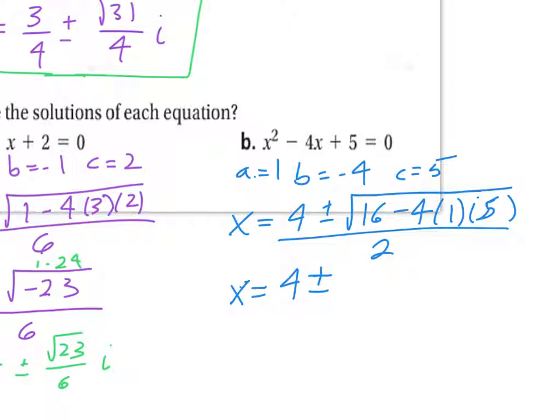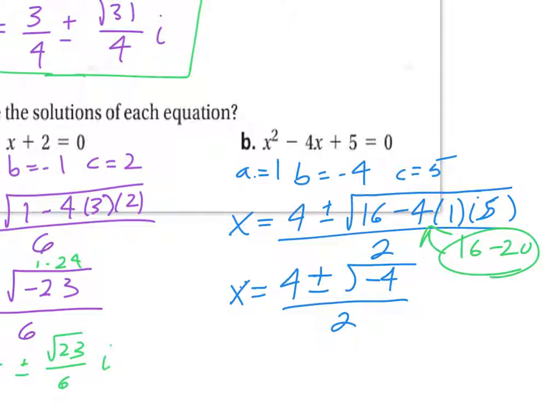Let's see, 16 minus 20. Oh, hey, look at that, we can do something with that. 16 minus 20, again, that's where that came from. So this is 16 minus 20, that's what this is.